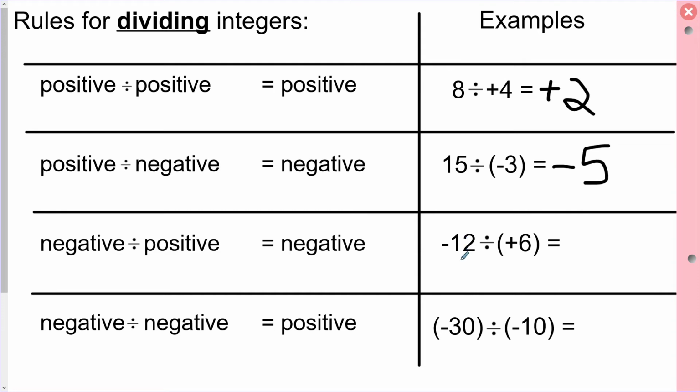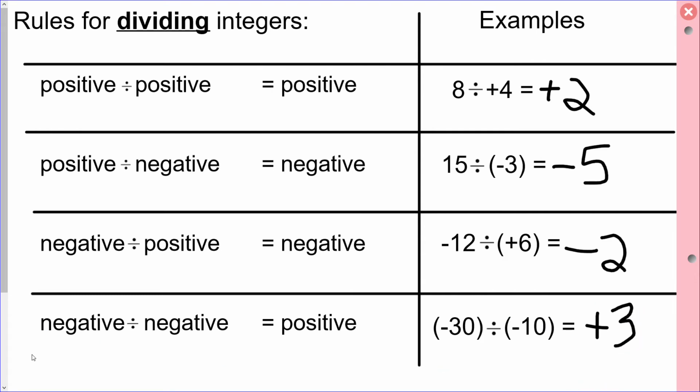Okay, so negative divided by positive means our answer is negative. 12 divided by 6 is 2. Negative divided by negative means our answer should be positive, and 30 divided by 10 is 3.